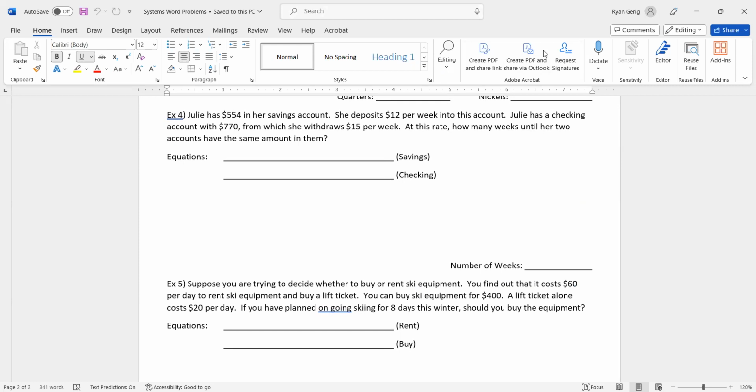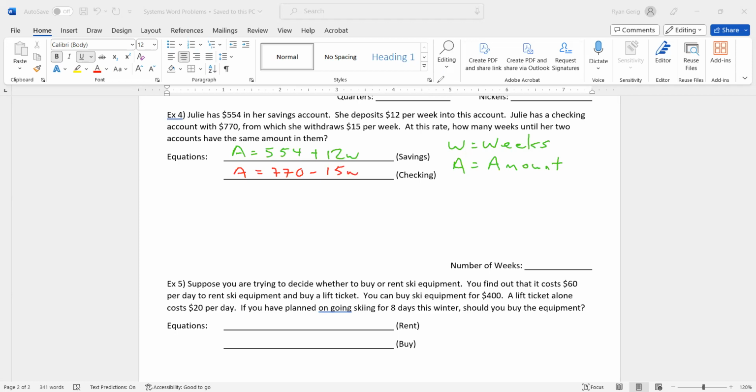Well, the 2 things we're trying to figure out are the 2 things that are unknown. W is the number of weeks, and A is the amount in her account. Now she has 2 accounts, so there's 2 different amounts, but that's okay. Let's look at a savings account equation. The amount in her savings account is $554 to start, but she's depositing, or adding, $12 per week. For her checking account, she starts with $770, but she starts subtracting $15 per week.